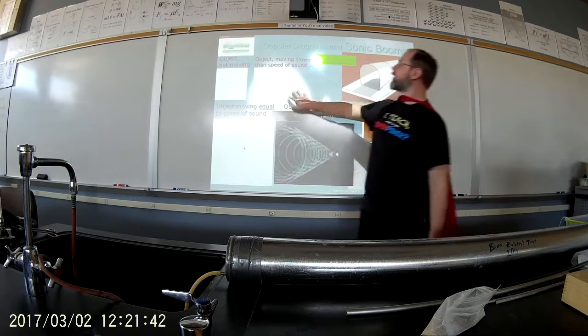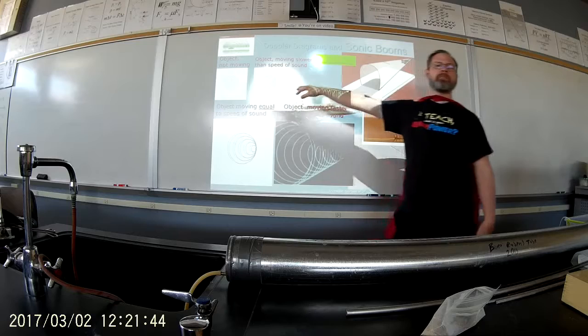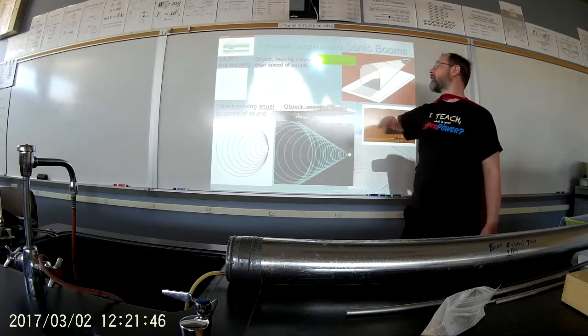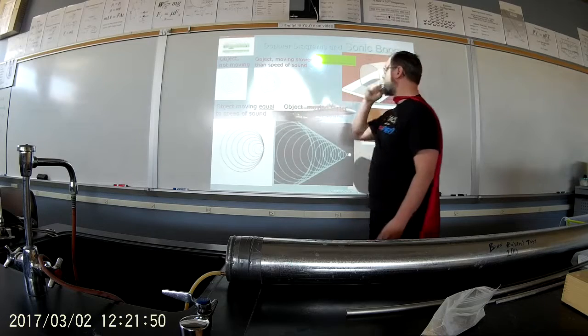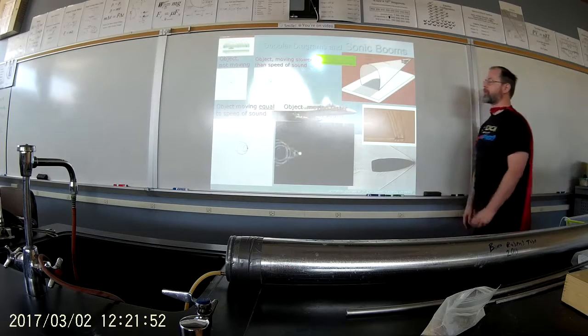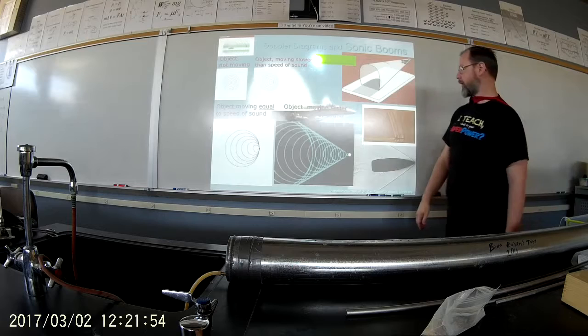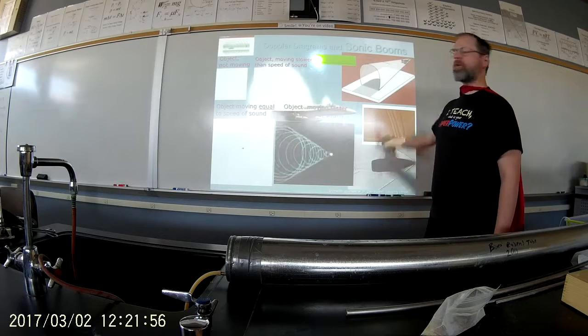This cloud here, what is this cloud? It's a rarefaction, good. Because you can't see the compressions, but you can see the rarefactions behind the object moving faster than the speed of sound. Any questions about this stuff before we move on?